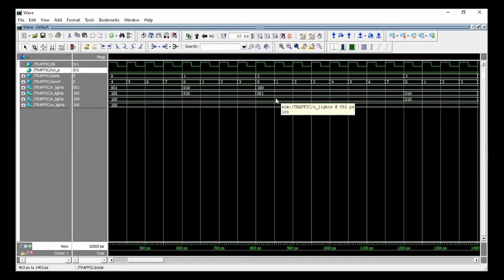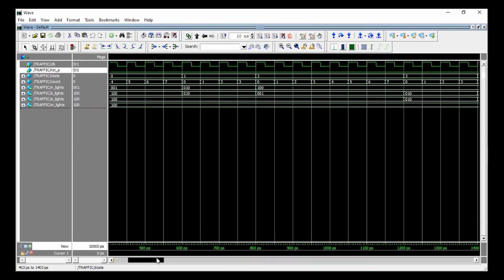the state count output is changed again to 0 to 7, giving an 8-second delay, and in this time the north light will be 100, which means this is the red light, and the south light will be the green light, but the other 2 lights will be red.